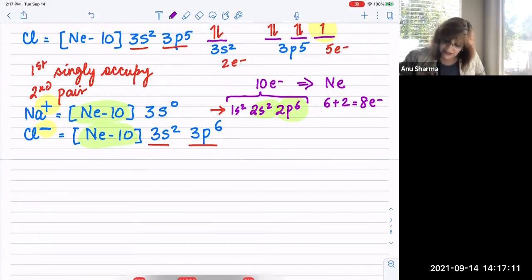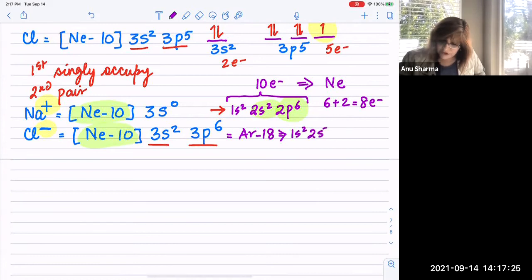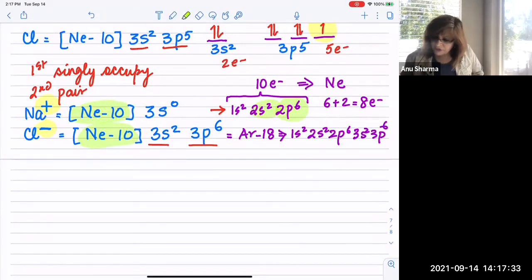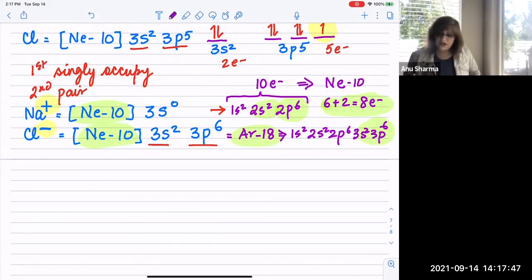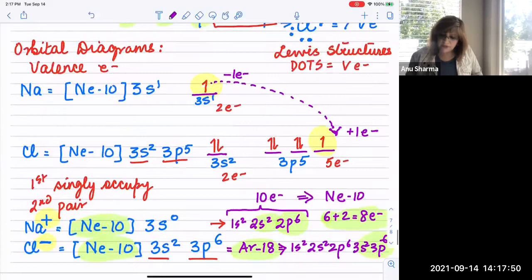Chlorine, when it gains the electron, then it begins to look actually like argon. So argon has 18 electrons. And what does it look like now? So chlorine now becomes 1s2, 2s2, 2p6, 3s2, and 3p6. It has the 8 electrons, 3s2 and 3p6. 6 plus 2 is 8, right? And it begins to look like the nearest noble gas, which is argon. And sodium begins to look like neon. Okay, so that's the reason why sodium and chlorine, they lose and gain electrons.